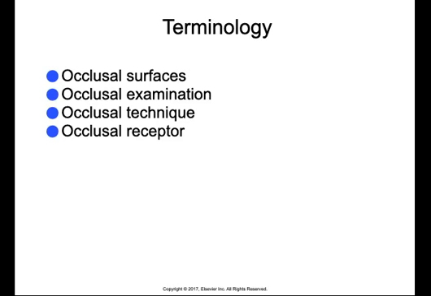So some terminology that we will go over are occlusal surfaces, which is the chewing surfaces of the posterior teeth; an occlusal examination, which is a type of intraoral radiographic examination to inspect large areas of the maxilla or the mandible on one image. The occlusal technique is a method used to expose a receptor in an occlusal examination, and an occlusal receptor in the occlusal technique is a size 4 intraoral receptor, and the receptor is so named because the patient occludes or bites down on it.